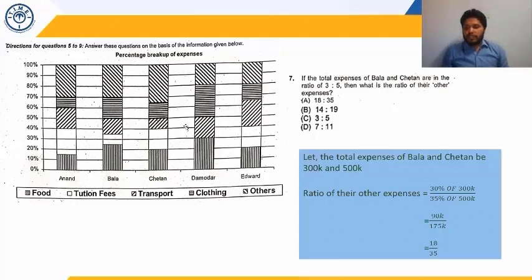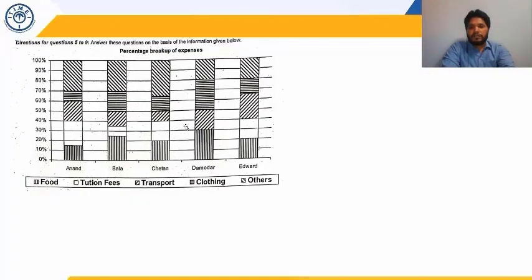So what is this question asking? Question is we have been given the ratio of total expenses of two persons and asked for one of the components of their expenditure. Ratio of one of the components of their expenditure. So we can do it by assuming any value. We could have assumed 300 and 500 as well. We could have assumed 3 and 5 as well. We would have got the same answer. I hope this is clear to everyone. So let's move on to the next question.